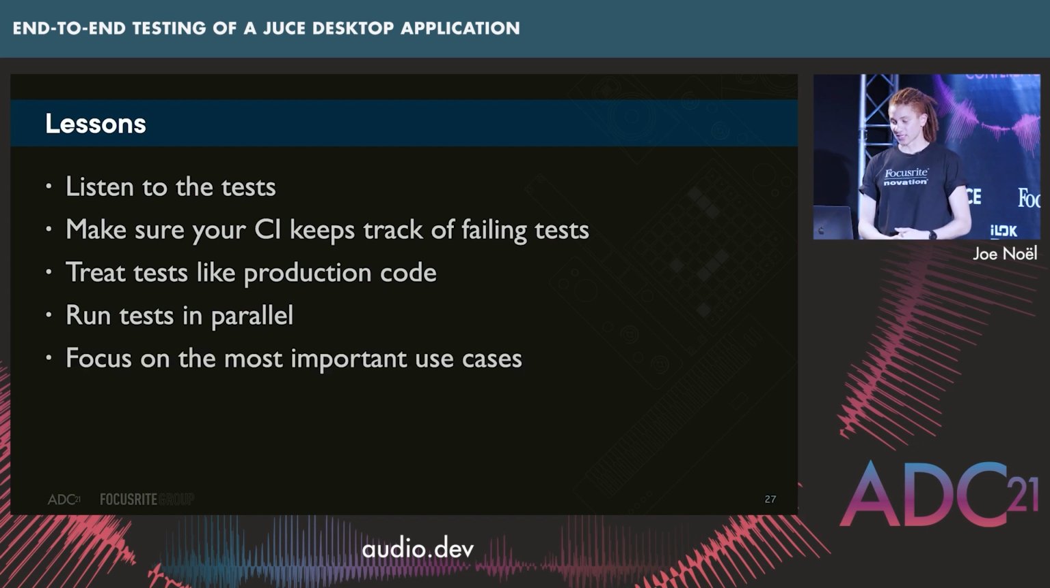And the last one is focus on the most important use cases. End-to-end tests are a very expensive way to test your code. It's very heavyweight to start a whole app just to test a little bit of functionality. So focus end-to-end tests on where you think you'll get the most value. Don't worry about, for example, testing every possible error condition or every possible input to an algorithm. That's something that should be focused down at the unit test level.